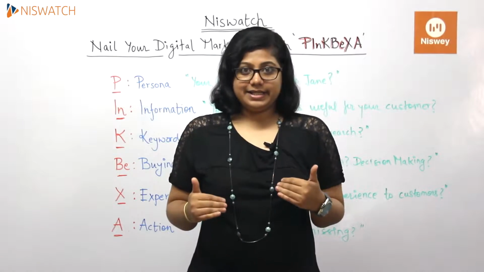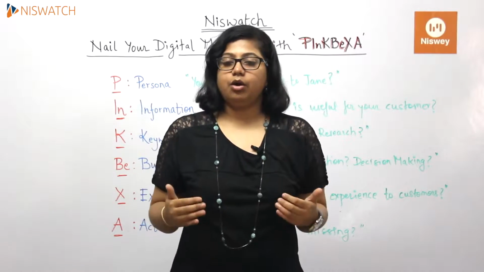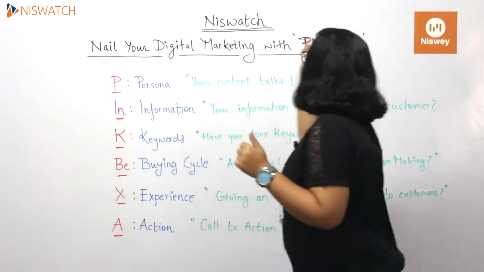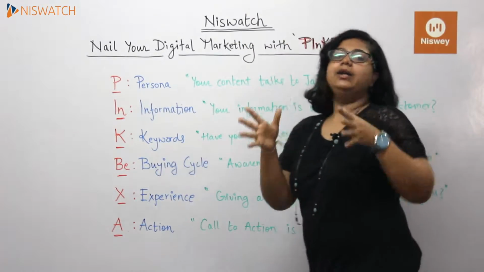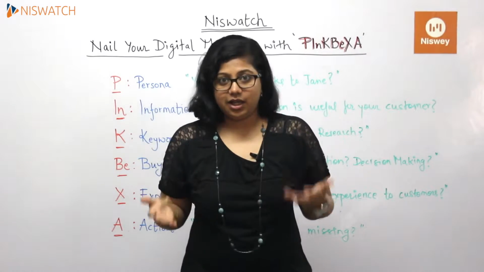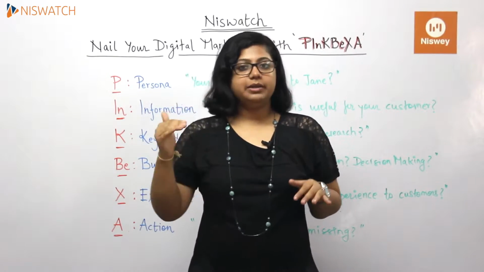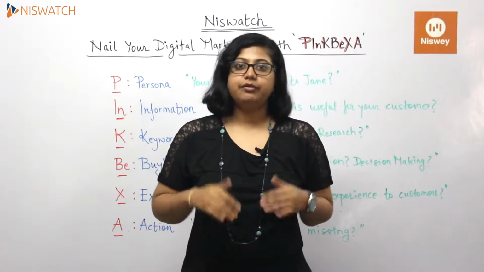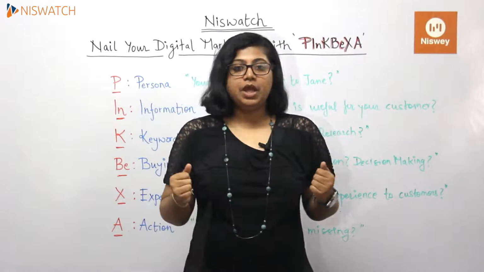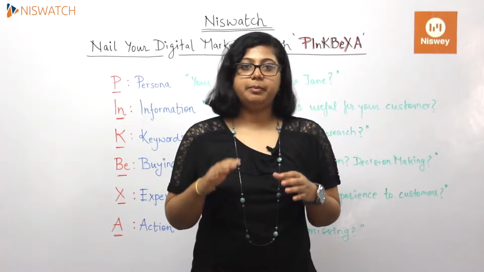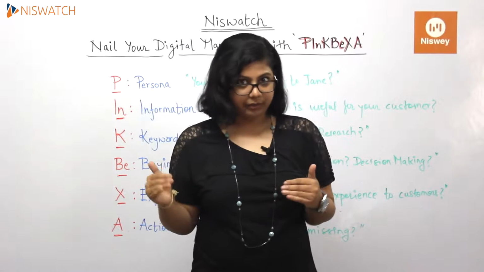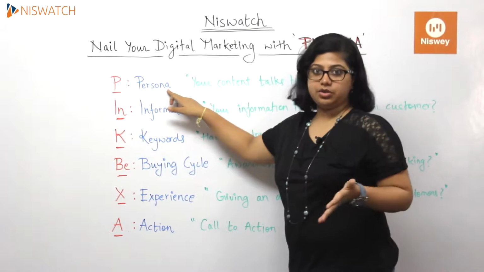Now, our easy 6-step way to do a content marketing audit is something that we call the PInKBeXA. Now, I know it sounds like Lady Gaga's second cousin, but it's not. It's an easy way for us to remember all the key parameters that we need to look at when doing a content marketing audit. Every content idea has to be measured against that benchmark. So our first step is P, which stands for the persona.